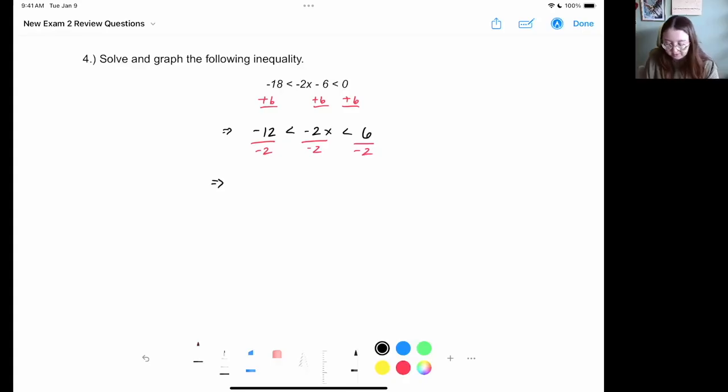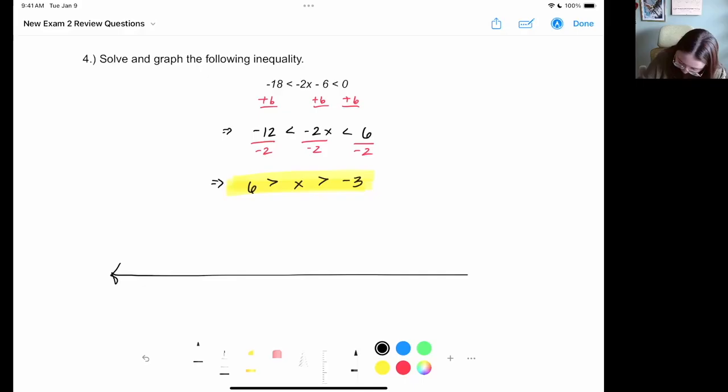So negative 12 divided by negative 2 is going to be positive 6, and our sign will flip because we divided by a negative number. And we have x in the middle there, and then 6 divided by negative 2, our sign will flip once again, so it changes direction, and we get that 6 divided by -2 is -3. So if we read this out now, we say 6 is greater than x, which is greater than -3. So when we graph our answer, we did solve it here, so this is one of our answers.